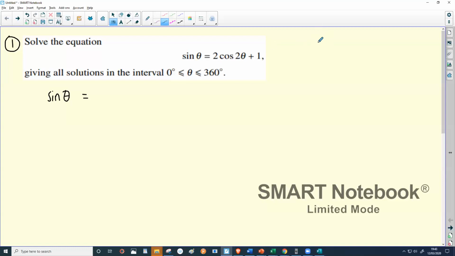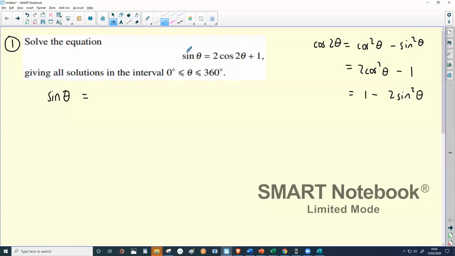Now, if we think about 2 cos 2 theta, let's just work with cos 2 theta for now. We know that that is the same as cos squared theta minus sine squared theta, which is also the same as 2 cos squared theta minus 1, which is also the same as 1 minus 2 sine squared theta. Now, we have to pick the right one of these three to help us answer this question.